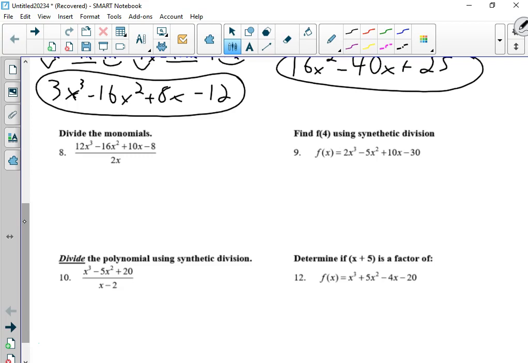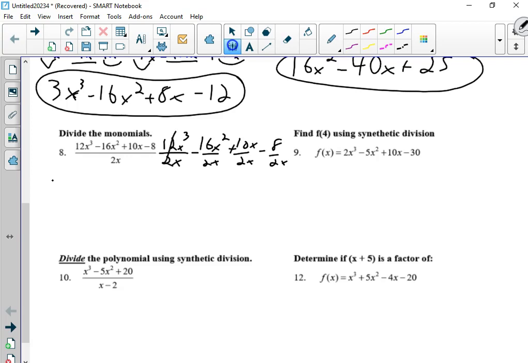Okay, divide the monomials. Now, again, we talked about this. If you need to, you can write this as 12x cubed over 2x minus 16x squared over 2x plus 10x over 2x minus 8 over 2x, if that helps you. And then you just deal with everything one at a time.